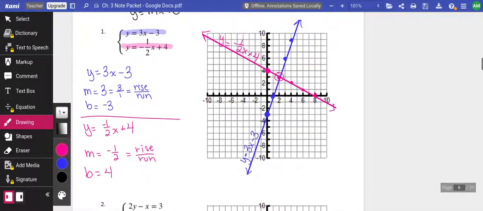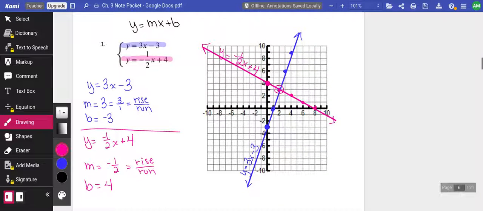However, I need to state my solution. So what I can do is just name the point right next to where the two lines intersect. So (2, 3): over 2 on my x-axis, up 3 on my y.